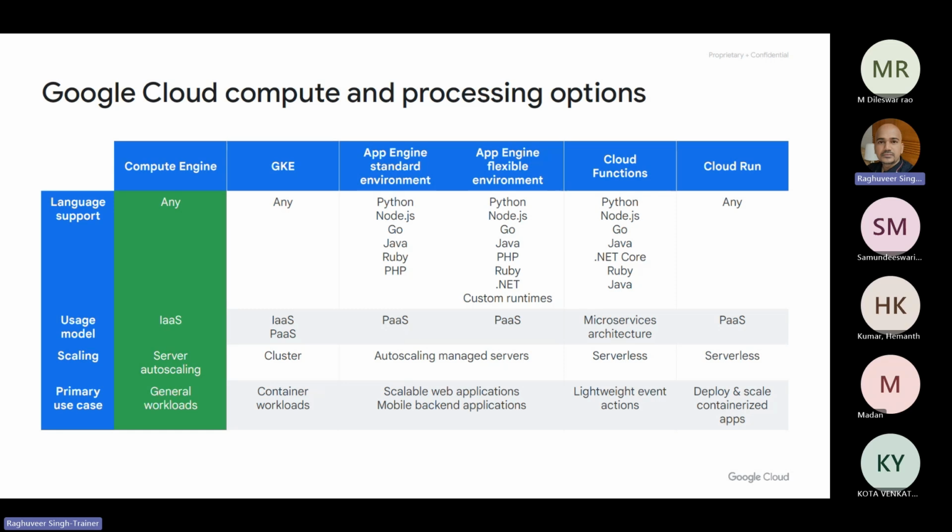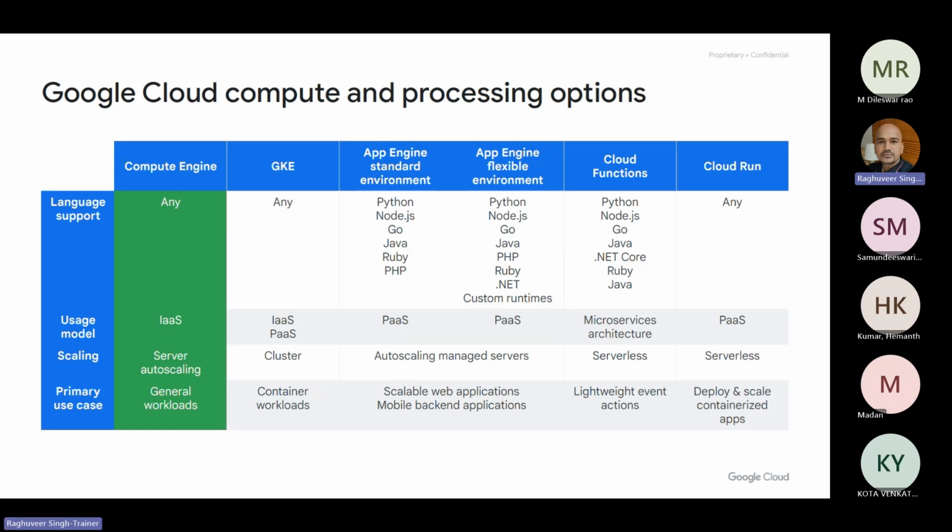And Compute Engine, we can use for general workloads. I'm saying for anything and everything. App Engine, we can use for scalable web applications or mobile backends. But you can also use Compute Engine for web applications. The difference between Compute Engine and App Engine is that with Compute Engine, you manage the infrastructure. With App Engine, Google manages it on your behalf. So let's just assume that Google is putting its IT team to manage your infrastructure, and that's why App Engine is a bit more expensive than Compute Engine.